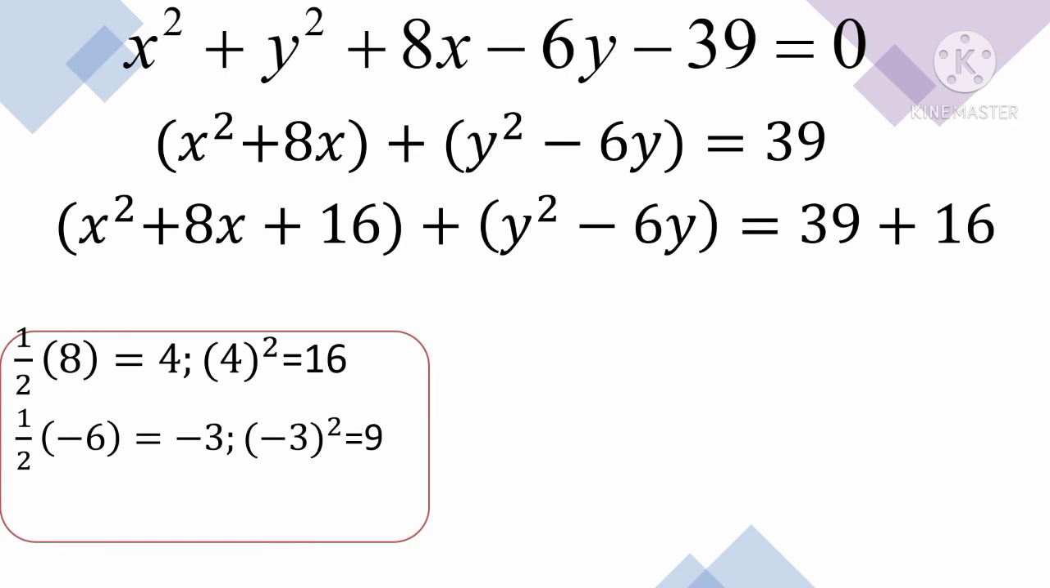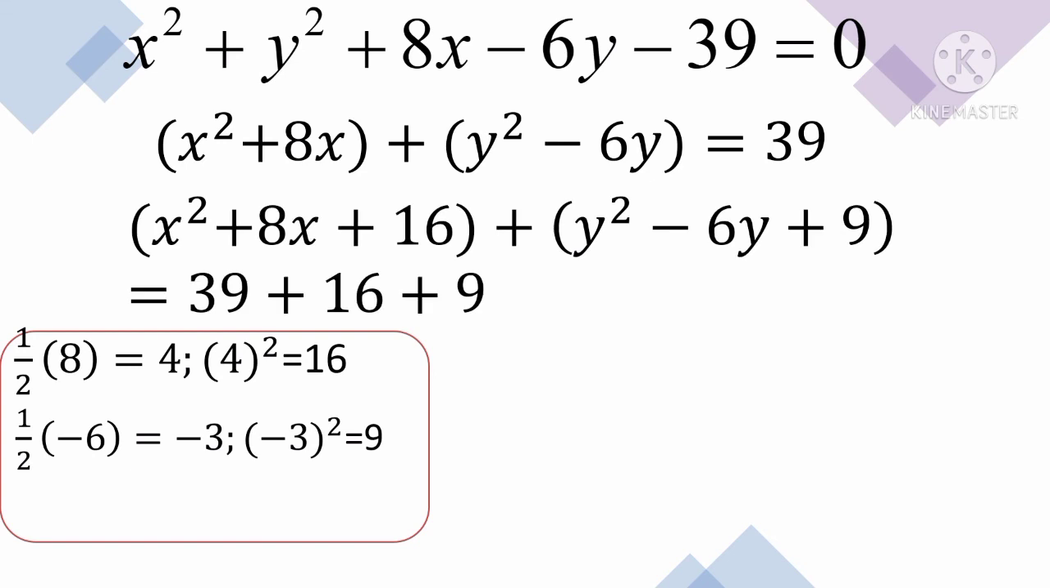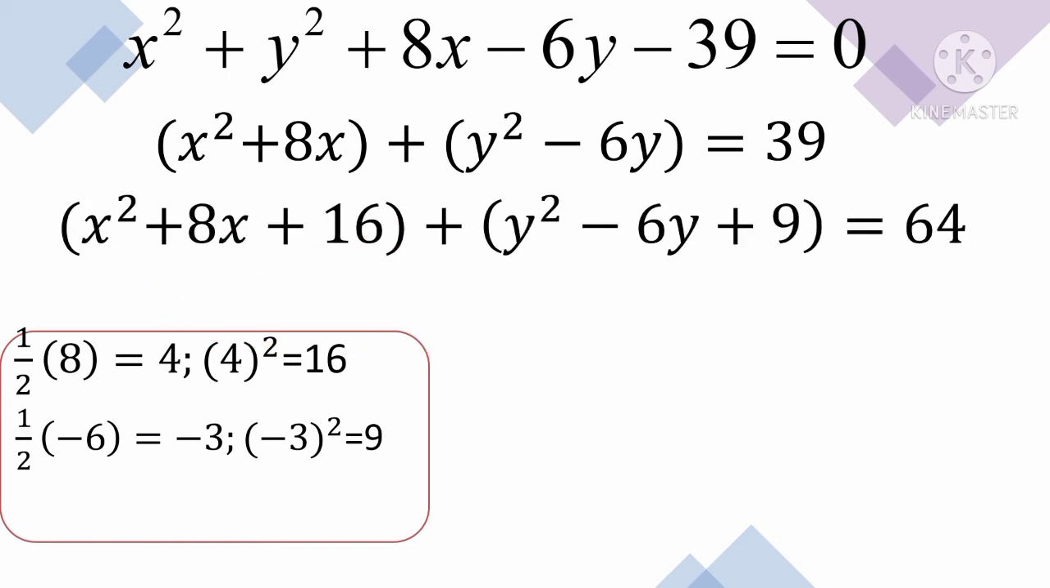Half of negative 6 is negative 3. And negative 3 times negative 3 equal to 9. So you add positive 9, and on the right side, we also add positive 9. Overall, 39 plus 16 plus 9, we have 64. Then we can transform this into the standard form equation of the circle.